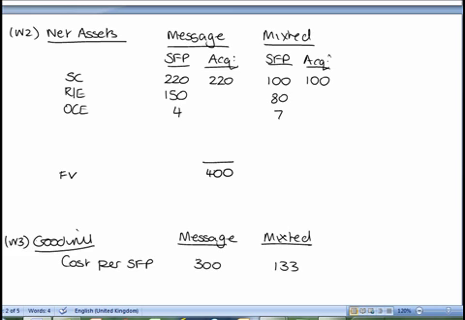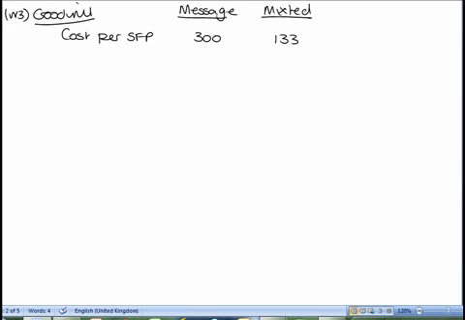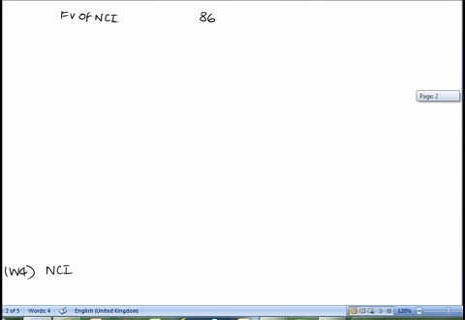Now, what he's doing here, he's setting us up for a potential negative goodwill figure, because normally we would say negative goodwill is relatively rare. An independent valuer has stated that the fair value of the NCI in Message was 86. So we go down to our goodwill calculation. Fair value of NCI was 86. And we go to our NCI calculation.